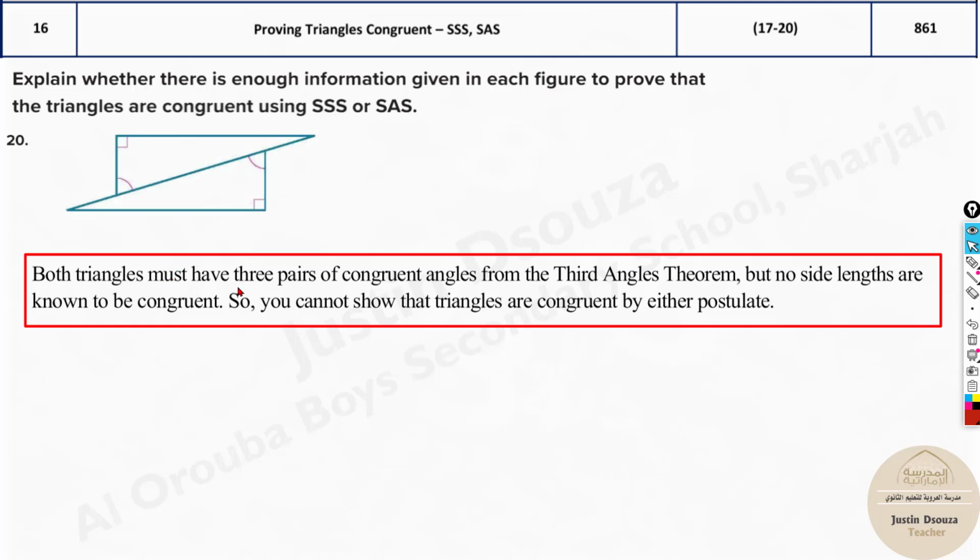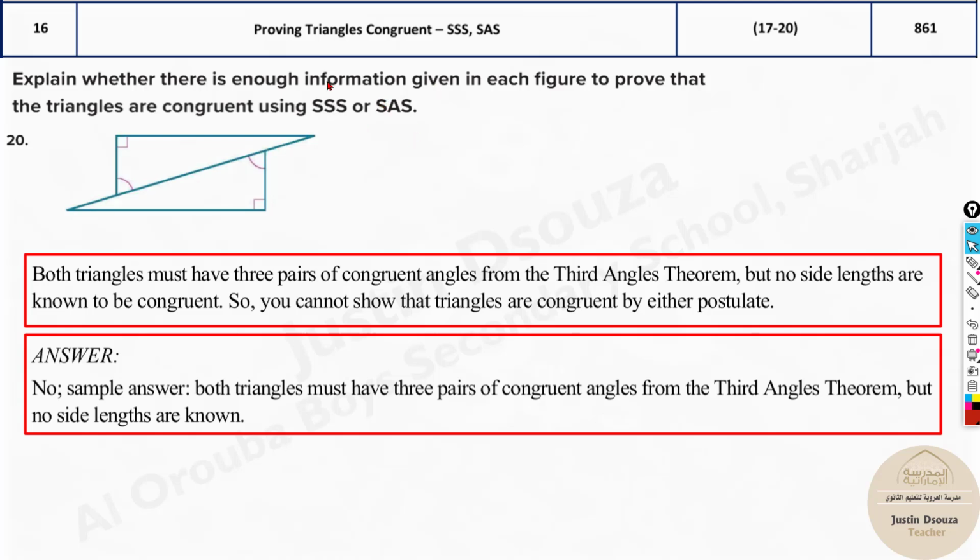Both triangles must have three pairs of congruent angles for the third angle theorem. Why? Because if two angles are equal, then from the third angle theorem, we know that these are equal. But here the side lengths are not known at all, so we cannot tell whether it's congruent or anything. For these postulates, you need to know whether all three sides are equal, or two sides and the included angle are equal.